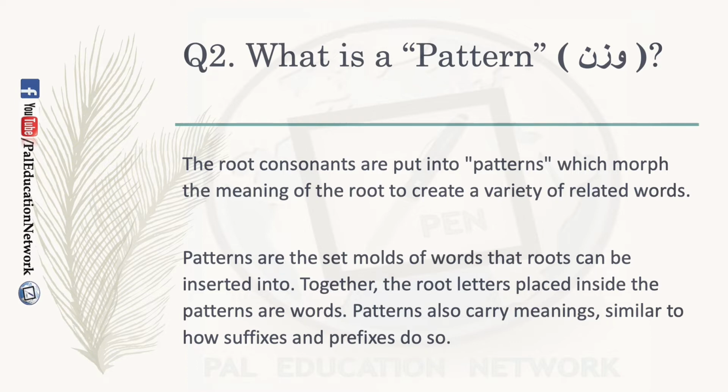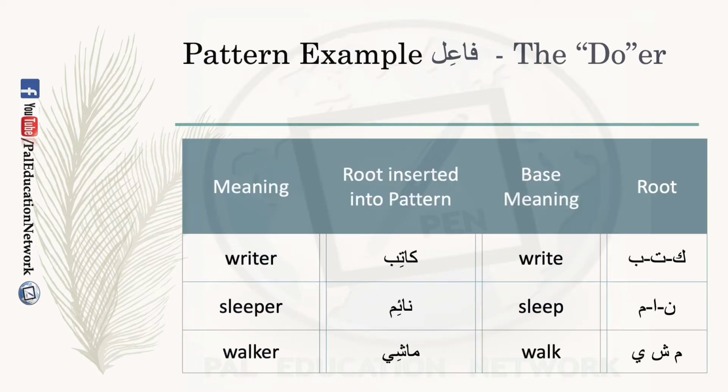So patterns are the set molds of words that roots can be inserted into. Together, the root letters placed inside the patterns are words. Patterns also carry meanings similar to how suffixes and prefixes do. Alright, so let's look at an example. The same example, kataba. The base meaning is to write.